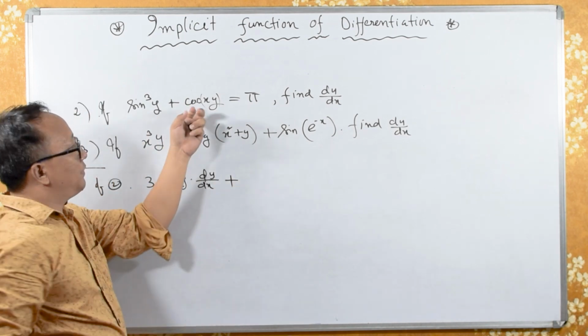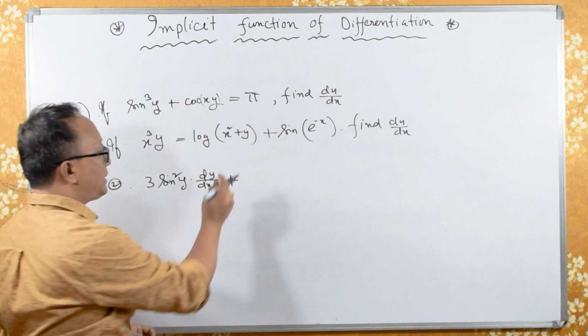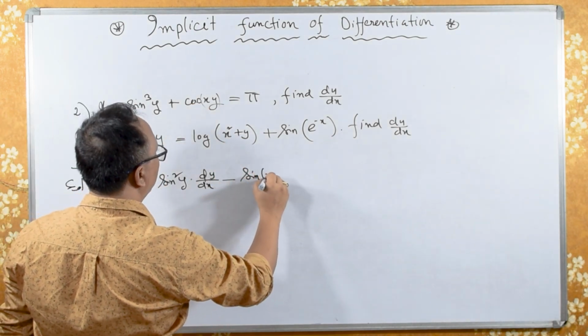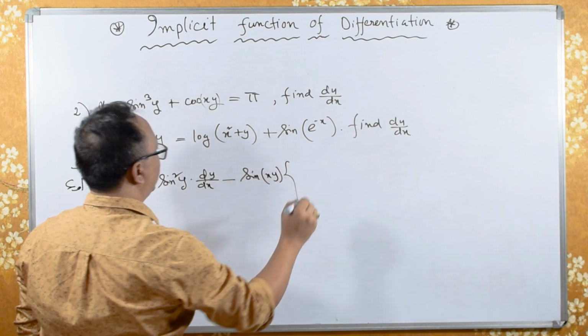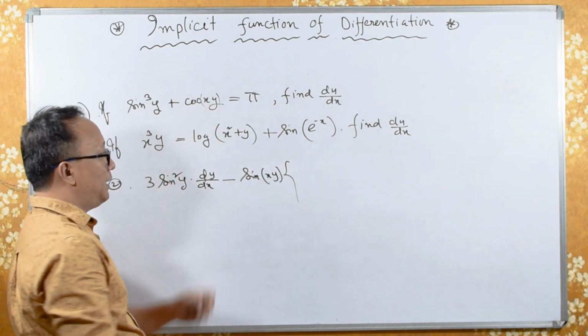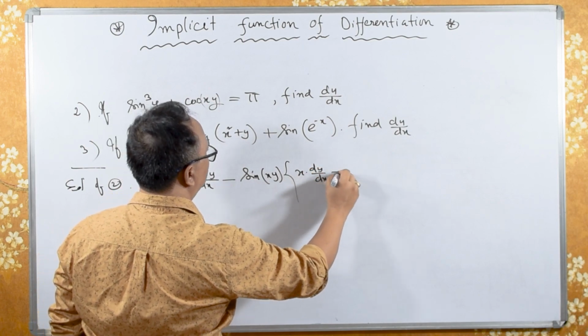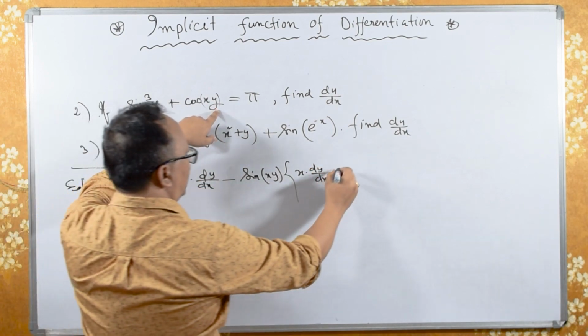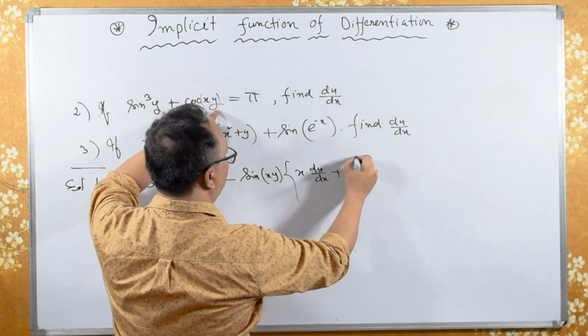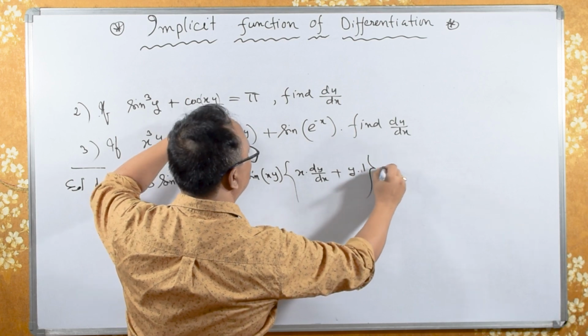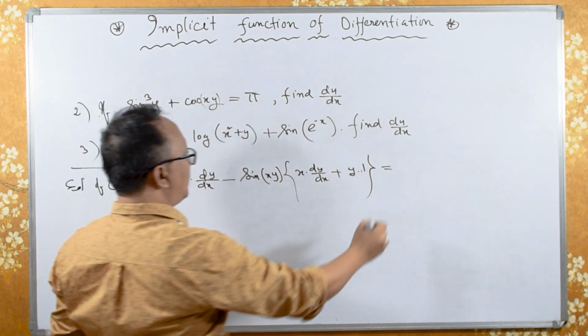Plus differentiation of cos is what? We have minus sin x. Here we'll have minus sin of xy. Again here we have to apply u into v rule. Here x into dy by dx plus y, and differentiate second function y into 1. Okay, y into 1 equals dy by dx of constant is what?